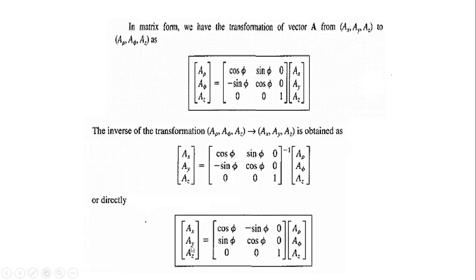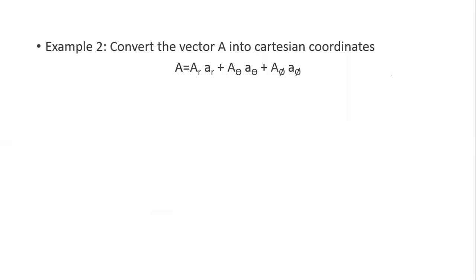Similarly, if we have to find a_y, it will be equal to a_r sine of phi plus a_phi cos of phi, because a_r dot a_y results in sine of phi. Similarly, a_phi dot a_y results in cos of phi. So we will get the a_y component, and the a_z component will remain the same. That will be 5a_z, and hence the vector will be converted from the cylindrical coordinate system into the Cartesian coordinate system.